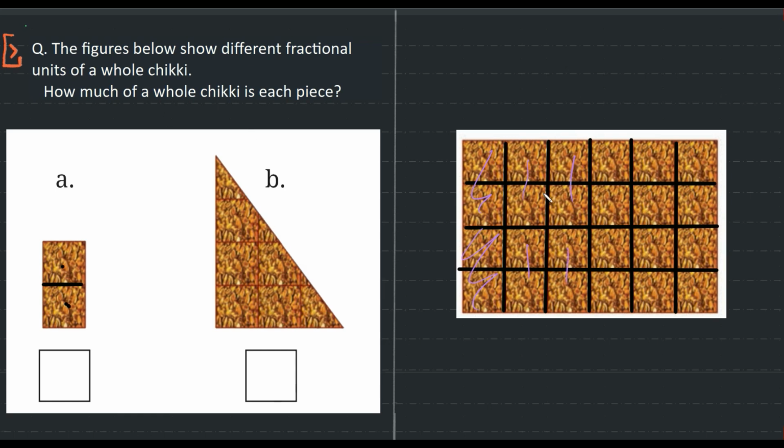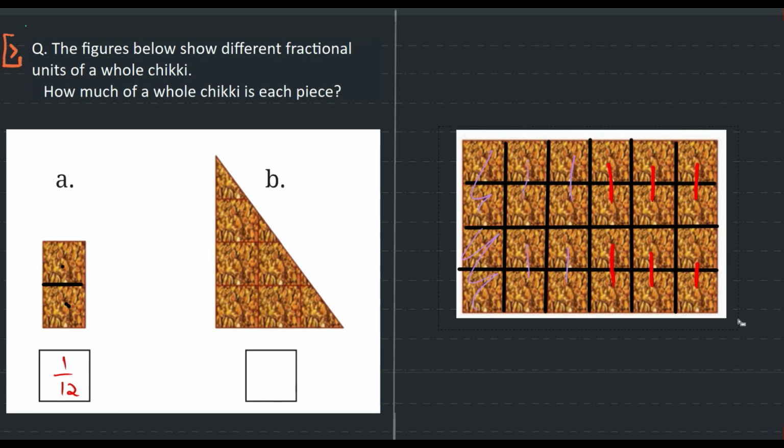Let me use some other color. Seventh, eighth. Oh, that's also not visible. 7th, 8th, 9th, 10th, 11th, and 12th. So there are 12 parts, and we have chosen one of it. So this is 1 by 12. Did you guys get it? So basically we are doing that.